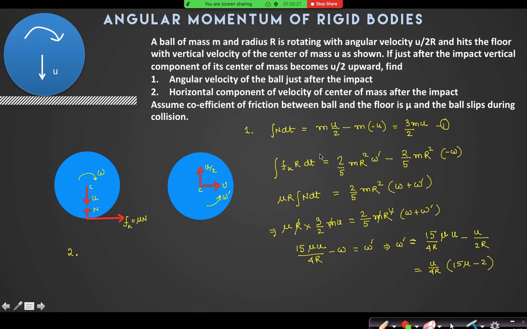Now, the second question asks for the horizontal component of the velocity. What is the linear momentum change in the horizontal direction? Can I say the change in linear momentum is nothing but the F into dt, which is mu integral of N dt? Yes or no? So mv is equal to mu into 3 by 2 mu. So the horizontal component of its velocity will be 3 by 2 into mu u. So these are the answers to this question. You can find these two answers.